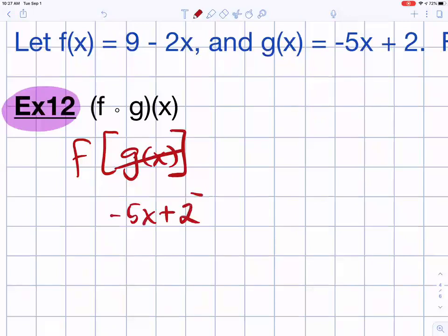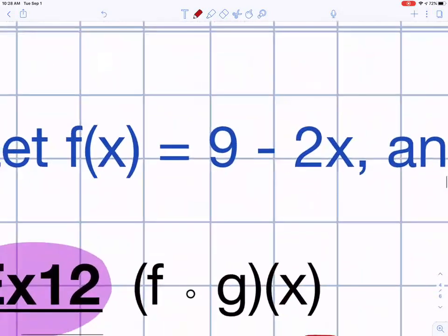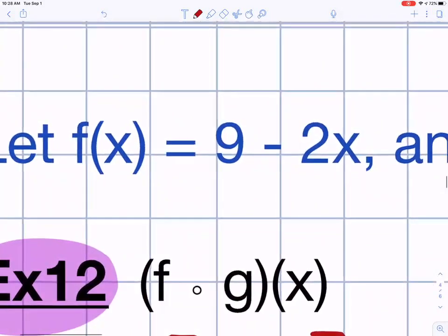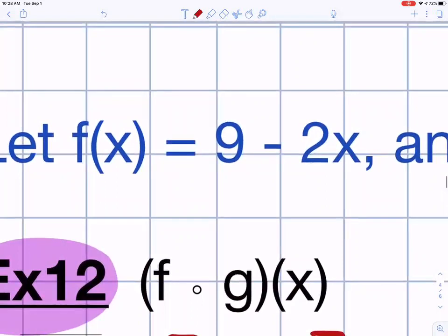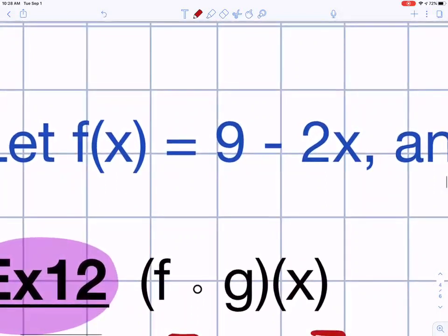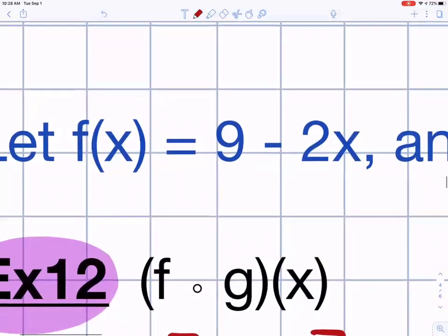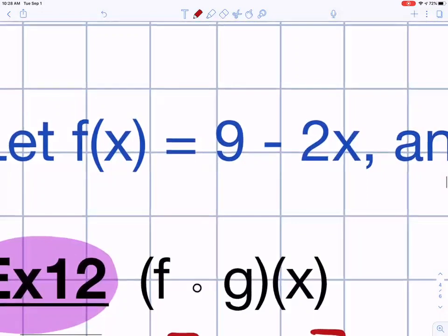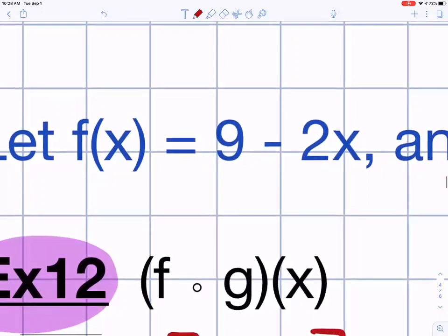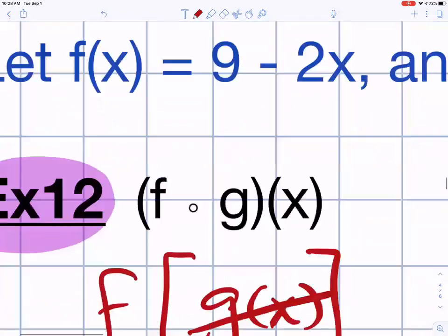Negative 5x plus 2. Now, don't forget the stuff around it. You haven't used that yet. Okay, I'm doing this one right the first time. See how it says f of something? What would f of 2 look like? 9 minus 2 times 2. That one's boring though. What would f of keys look like? 9 minus 2 times keys. What would f of ugly look like? 9 minus 2 ugly.